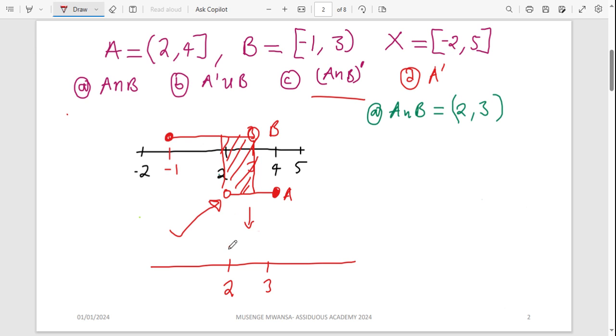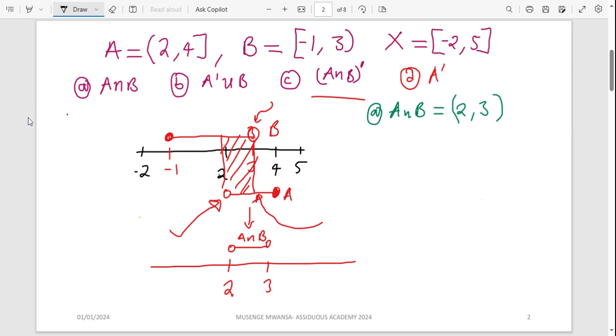No, it will not be. Thank you. How about 3? Is it going to be part of the intersection? It will also not be because it is open here. So this set I've written is A intersection B.